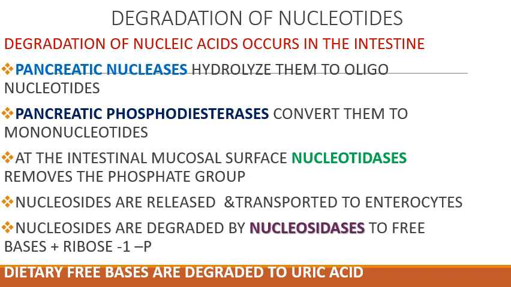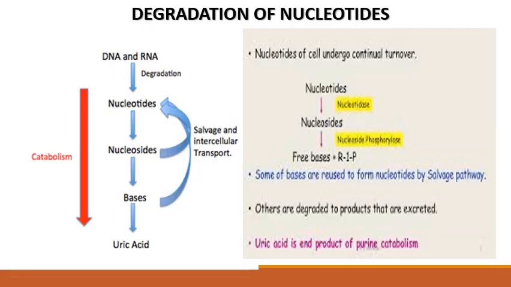Here the nucleosides are further degraded by nucleosidases to free bases and ribose-1 phosphate. The dietary free bases are usually degraded to uric acid. So in this slide, we can see what happens to the nucleic acids.